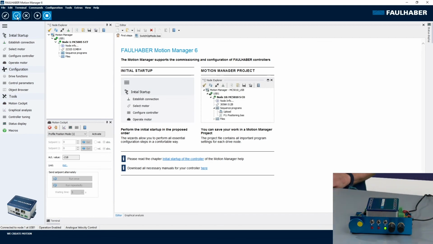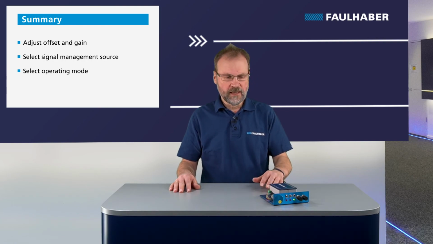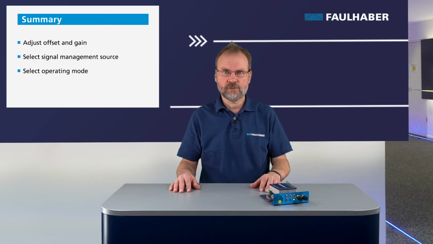And here we are. So far, a first example of how to use an analog input to control the movement, here speed control. In the next video, I'll add the second analog input to control the position.